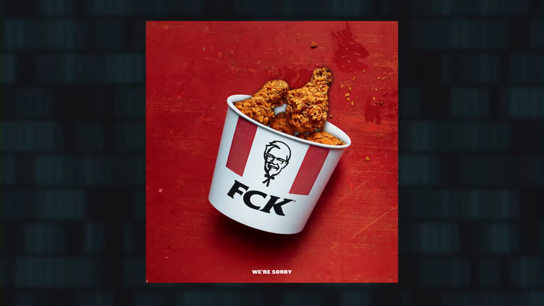That's hilarious. I don't think it says we're sorry. That's a good guess, but it does. Yeah, this was, they ran out of chicken and they posted an apology ad, which was very funny, and very tongue-in-cheek. Is the bucket supposed to be empty? That's correct. This is what the ad actually looked like.